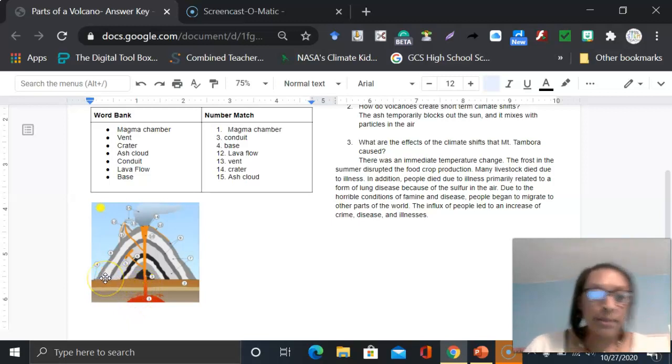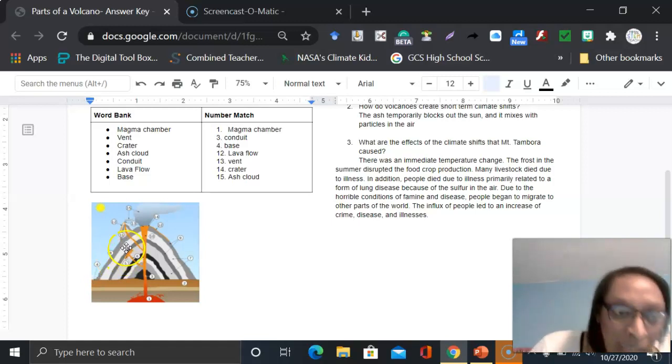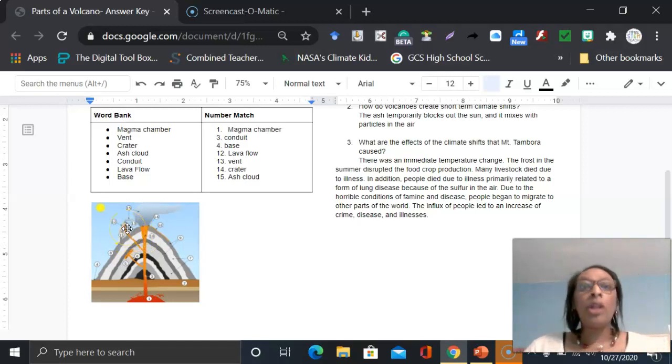4 is the base, so we're looking at the base of our volcano. 12 is lava flow. Remember, when magma leaves the volcano, it becomes lava when it reaches the earth.